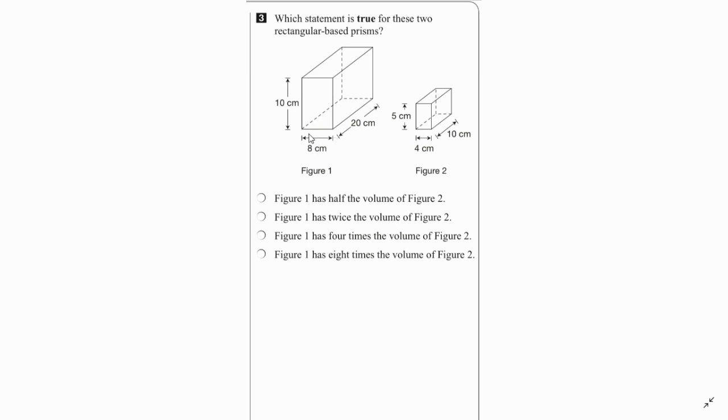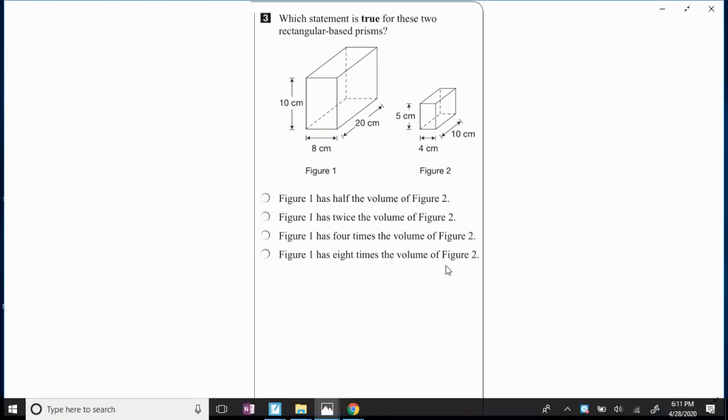So, we know it's volume, so length times width times height. We multiply that with our calculator if we want, and we get 1,600 centimeters cubed. And then, for this rectangular prism, 5 times 4 times 10, which will give us 200 centimeters cubed. So the difference between 200 and 1,600, if you wanted to simplify it, do 2 times 8 and transfer your zeros. Figure 1 has 8 times the volume of figure 2. So the answer for question 3 is D.